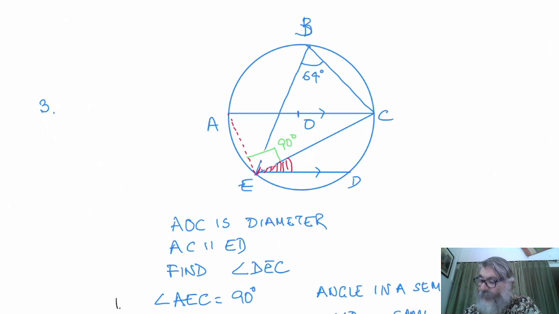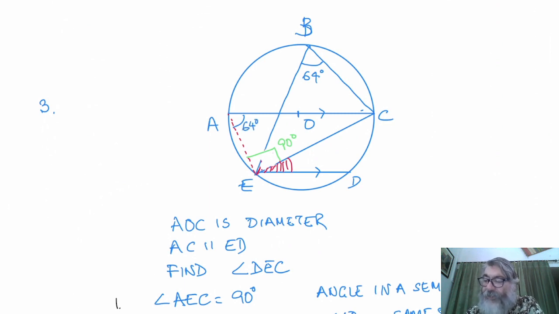Just a moment, I'll explain it to you again. Just look at the base of the triangle. EC is the base of the triangle. EC is one of the chords. Two triangles are formed, one is triangle EAC, one is triangle EBC, and both these triangles are in the same segment. So angle EAC will be equal to EBC, which is 64 degrees.